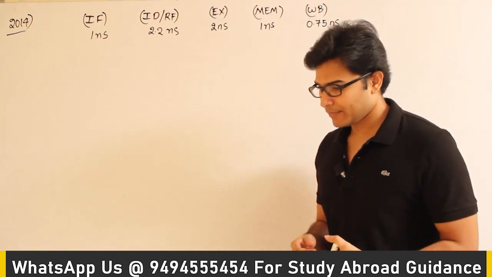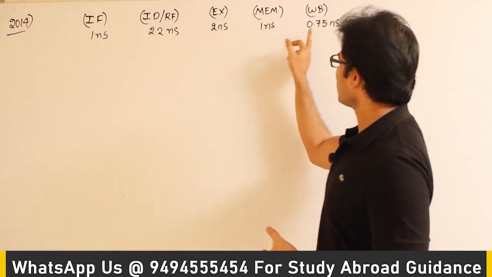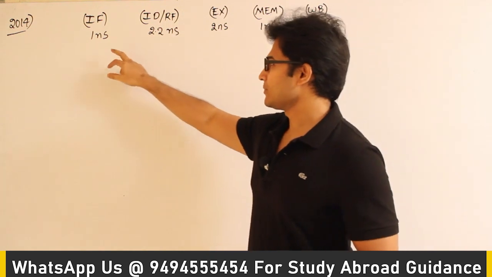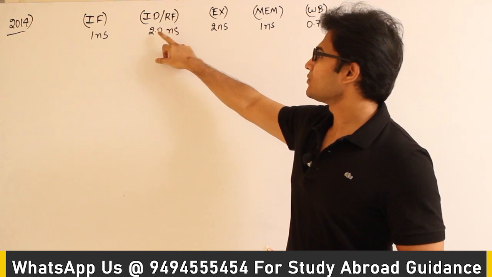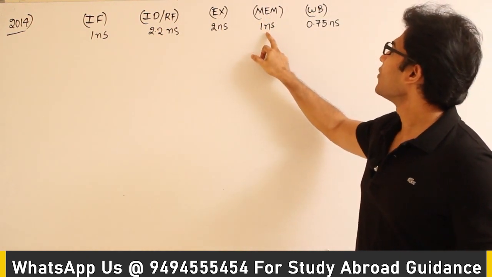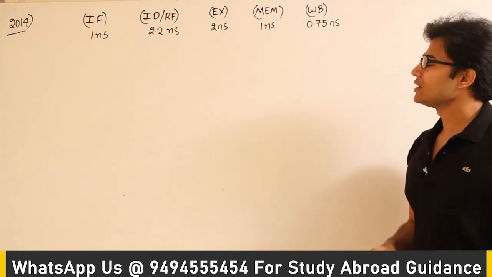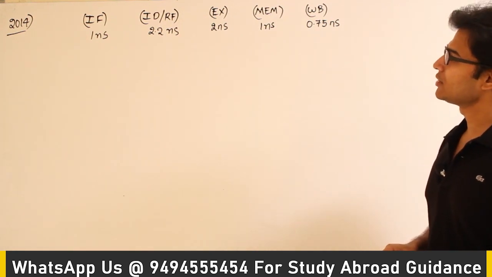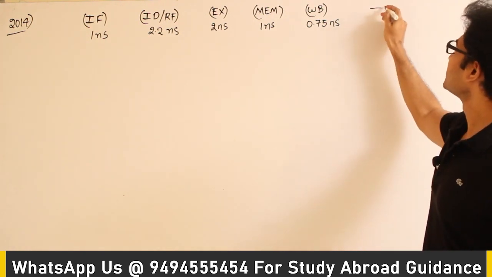They have given that there is a 5-stage pipeline like this: 1, 2, 3, 4, 5 stages, and each stage is going to take this much time. Instruction fetch is 1 nanosecond, instruction decode and register fetch is 2.2 nanoseconds, execute is 2 nanoseconds, memory is 1 nanosecond, and write back is 0.75 nanoseconds. Each stage takes the times respectively as shown, and now let's call it pipeline P.